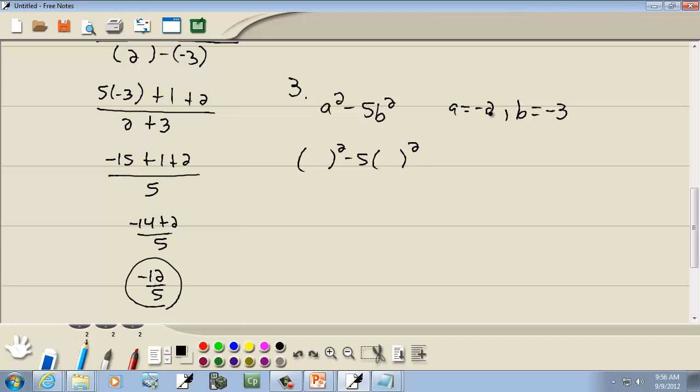And step 2, plug in your appropriate number into the parentheses. Here we say a is negative 2, so we'll put negative 2 in for a. B is negative 3, so we'll put negative 3 in for b. And now we use our order of operations, step 3, to simplify this.